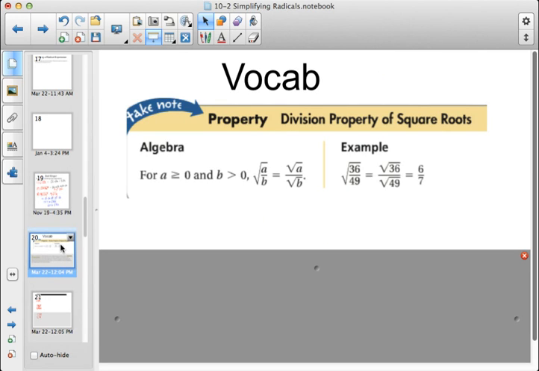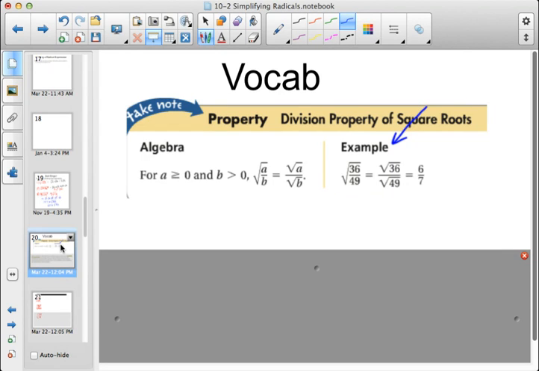The vocab of the day starts us with our division property of square roots. Basically saying if you take the square root of a fraction, you can break up that square root into two different square roots with the numerator and the denominator also containing their square roots. The example given here is the square root of 36 over 49. This one's a relatively easy one because 36 and 49 are both perfect squares. You'll notice today that that's not always the case. This simplifies to square root of 36 over square root of 49, which we can simplify to 6 over 7.